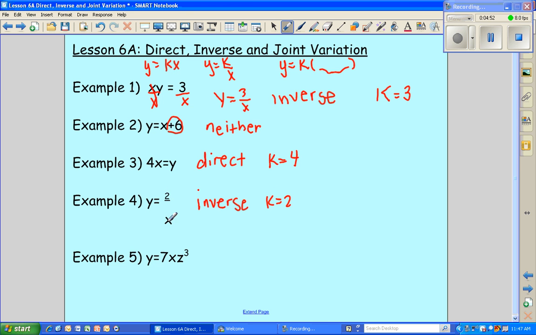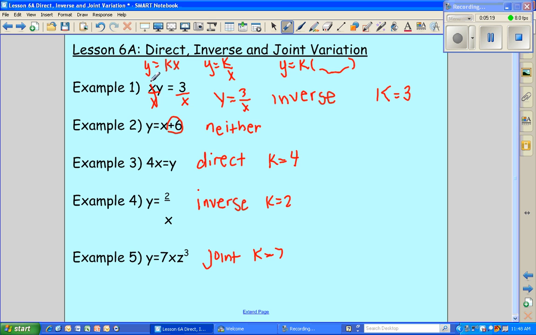And you got to make sure it's 2 over x. If you had x over 2, the constant has to be the numerator. So if you had x over 2, that would be neither. All right, and this one looks to be a joint variation where your k is 7. And that one would read something like y varies jointly with x and the cube of z. Is how you might see that problem worded.